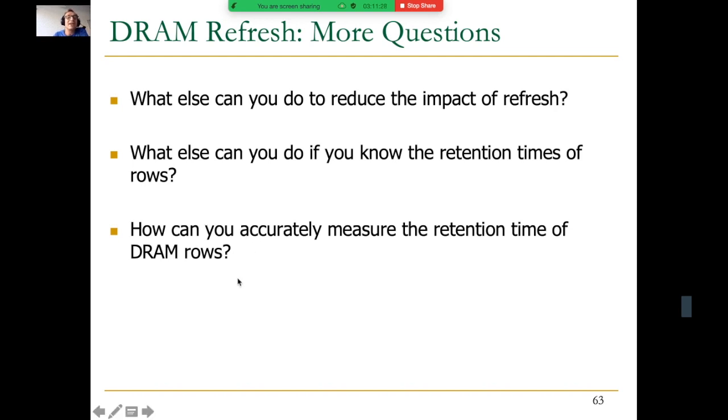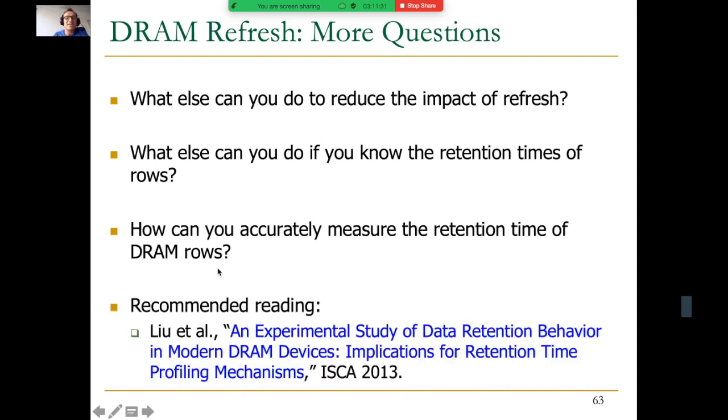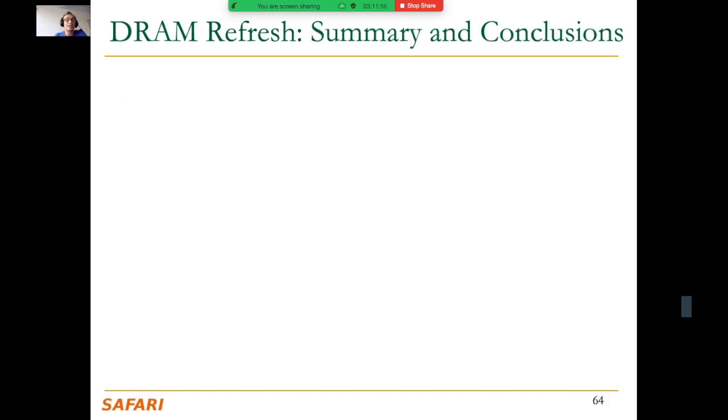How can you accurately measure the retention time of DRAM rows? I think this is going to be more and more interesting into the future. We have good mechanisms, but it's always good to have lower and lower overheads to accurately measure. Because you can imagine, actually, if you have very low overhead measurement of retention times, you can be very aggressive in the design of your system. You start with very high refresh rates and very high density chips, let's say, and over time you can make them much faster and scalable.